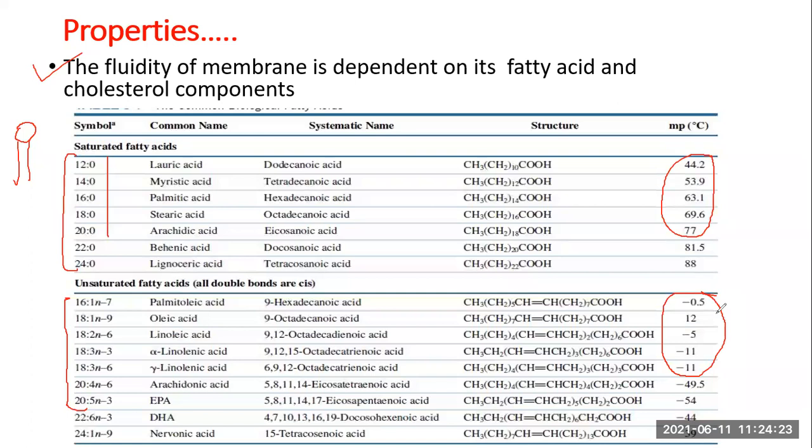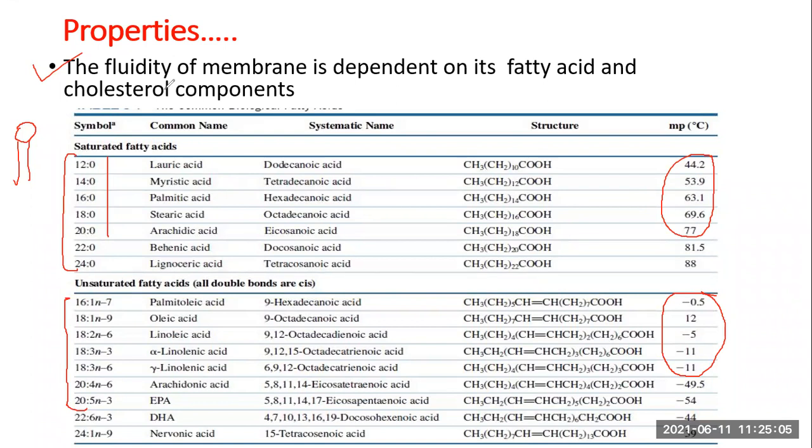So melting point is dependent on degree of unsaturation. More the degree of unsaturation, less is going to be the melting point. That means these kinds of lipids are going to be liquid at ordinary temperature, right? And when you have more saturated fatty acids, these lipids tend to be solid at room temperature, right? Because room temperature is around 35 degrees Celsius and they have a melting point of more than 35 degrees Celsius. So if you have more unsaturated fatty acids, obviously the membrane fluidity is going to be more, right? More unsaturated fatty acid, more is going to be the membrane fluidity.